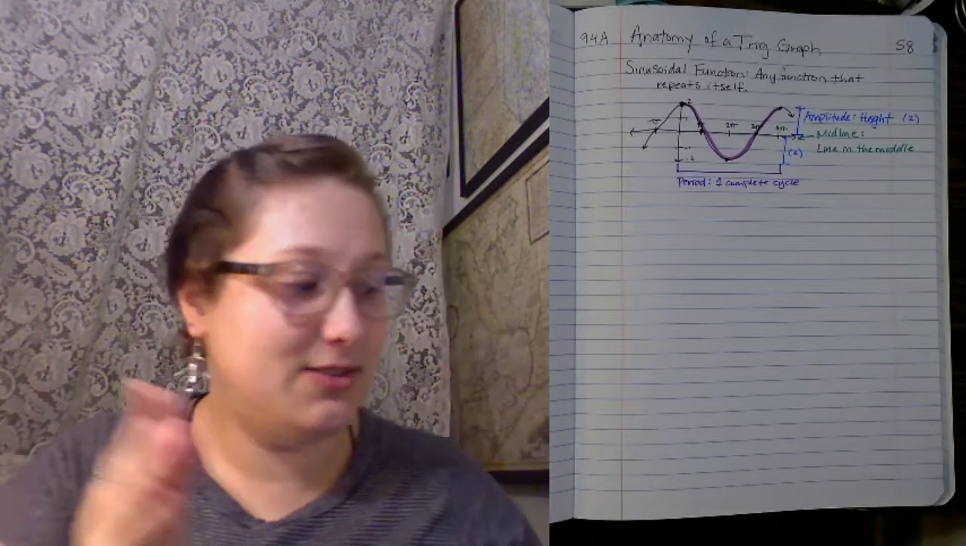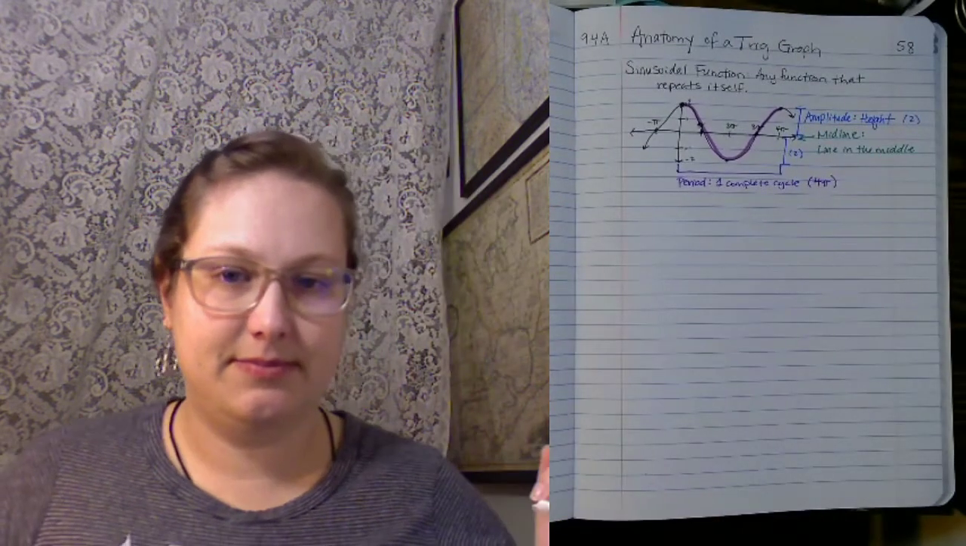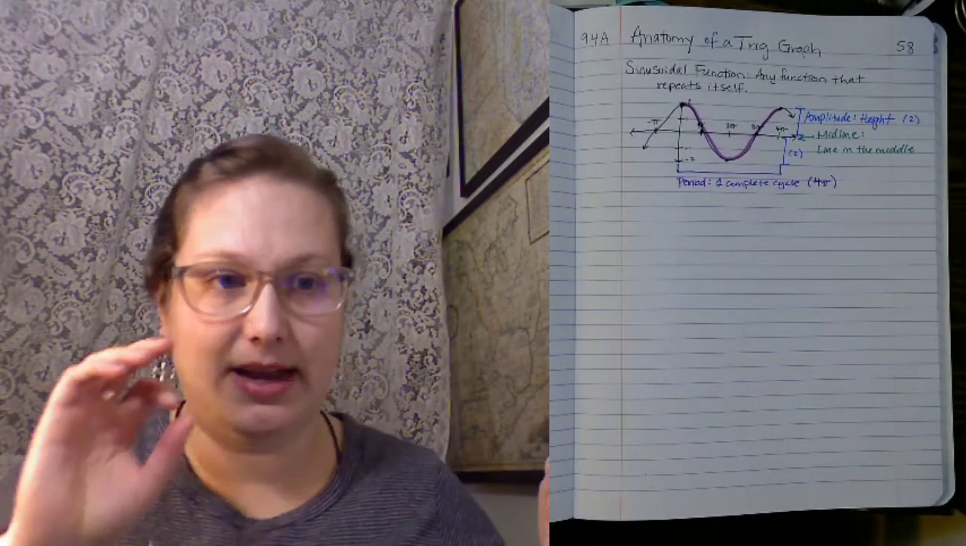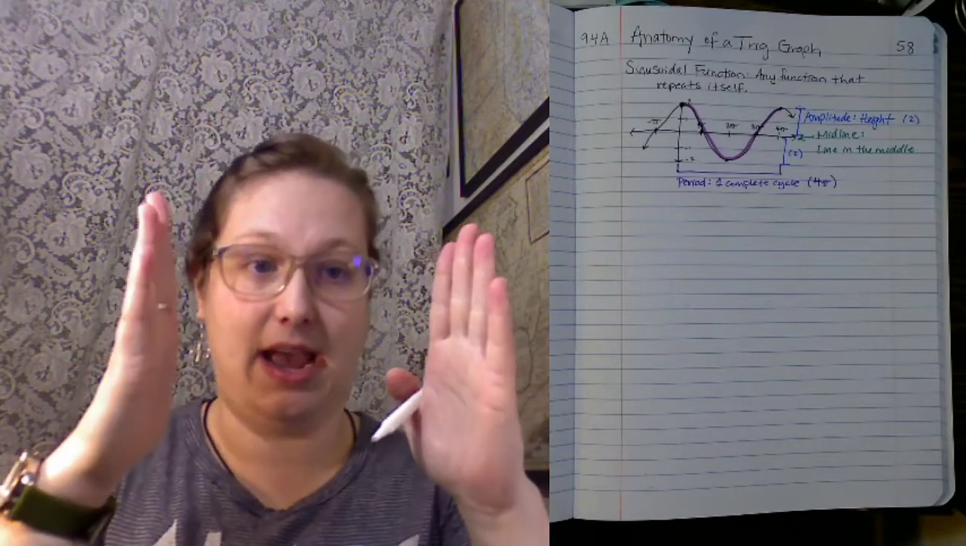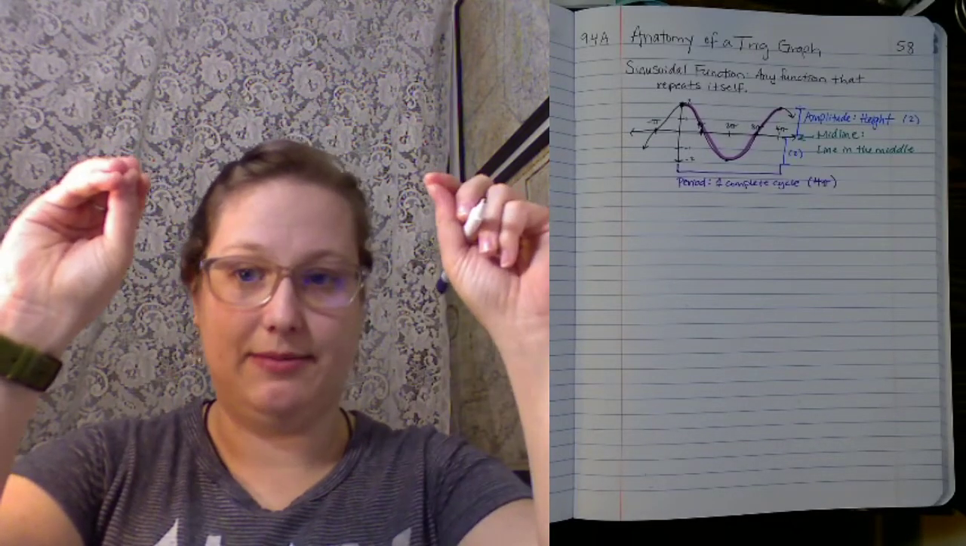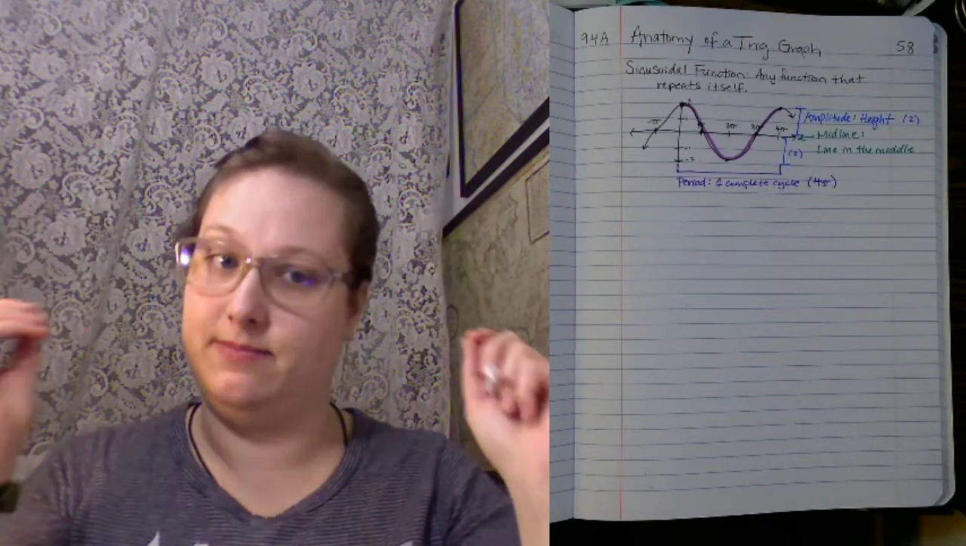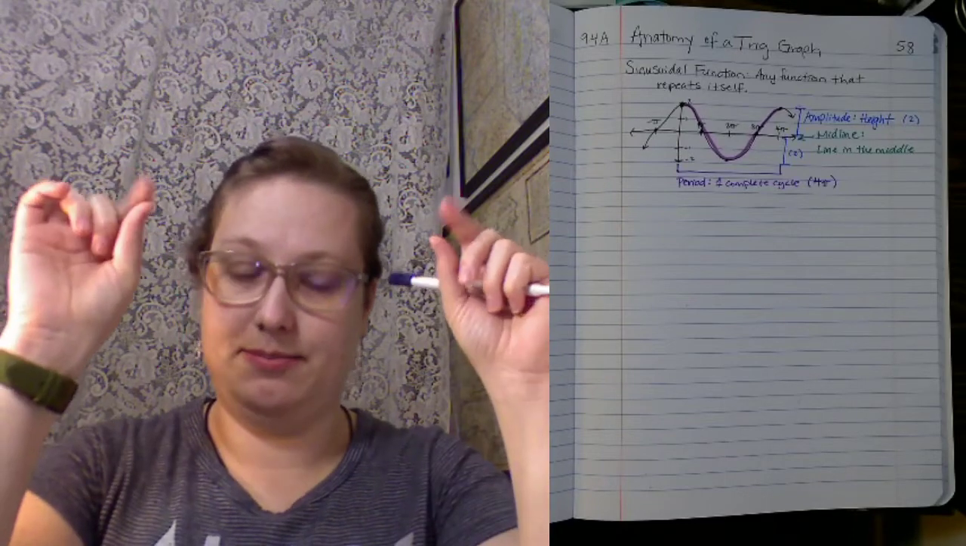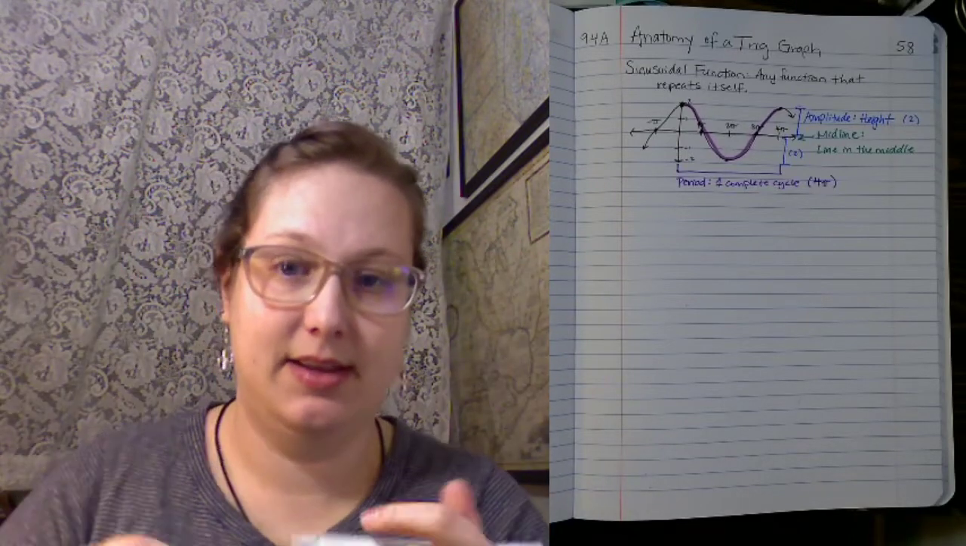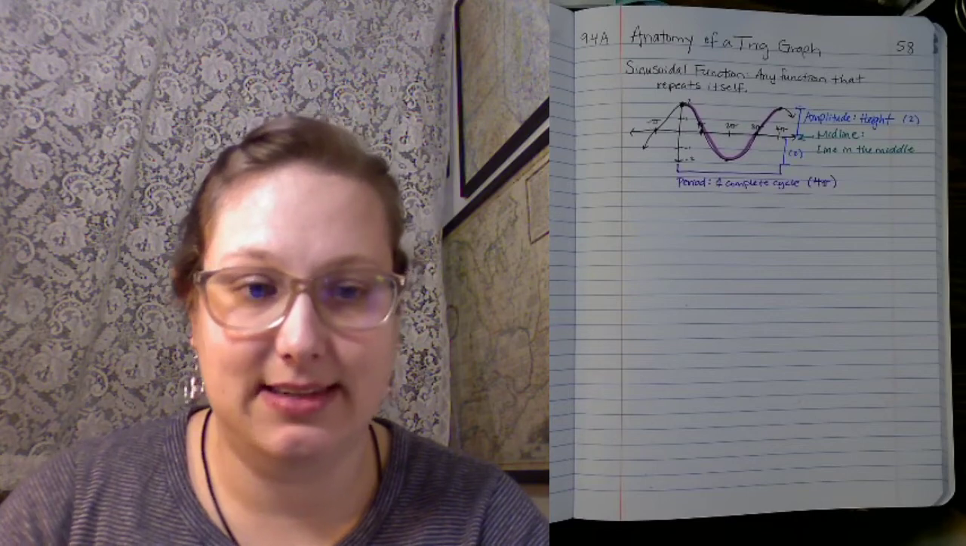So this one has a period length of 4 pi. That one has a period length of 4 pi because it takes 4 pi for it to get from top to top again. Okay, mountain to mountain is 4 pi. It's how long it takes to do a complete cycle.